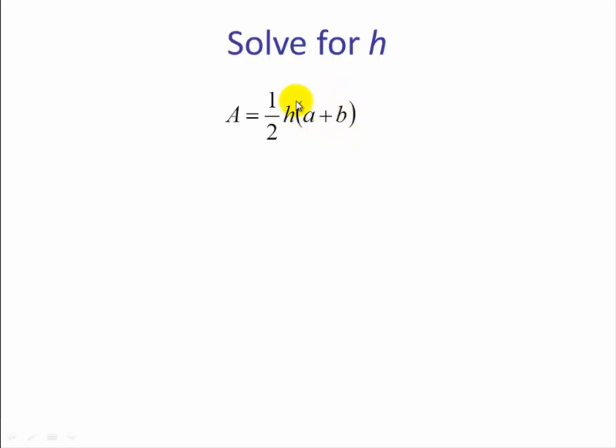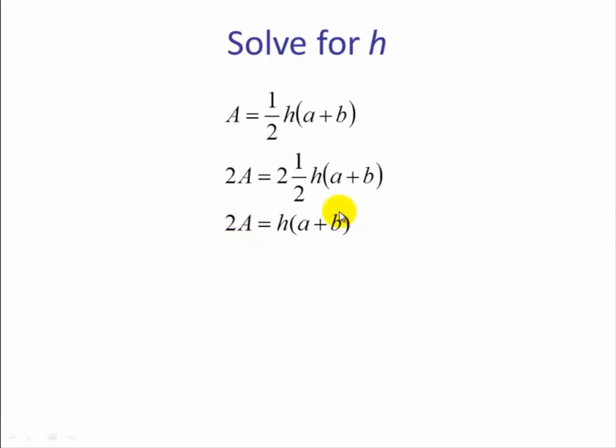Now it may help to think of this as just a number. So the first thing I'm going to get rid of is the 1/2. One way of eliminating the 1/2 is to multiply it by 2. Now if I multiply this side by 2 to get rid of the 1/2, I need to multiply the left hand side by 2. So the 2 and the 1/2 cancel. We're left with h times the sum of a plus b equals 2 times capital A.